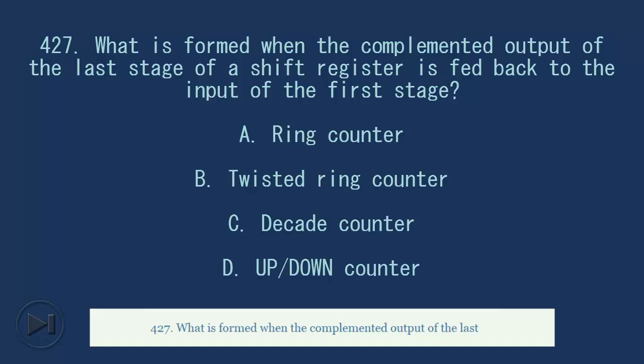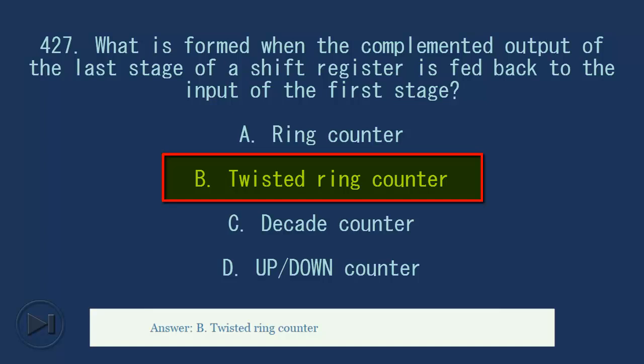427. What is formed when the complemented output of the last stage of a shift register is fed back to the input of the first stage? A. Ring counter. B. Twisted ring counter. C. Decade counter. D. Up/down counter. Answer, B. Twisted ring counter.